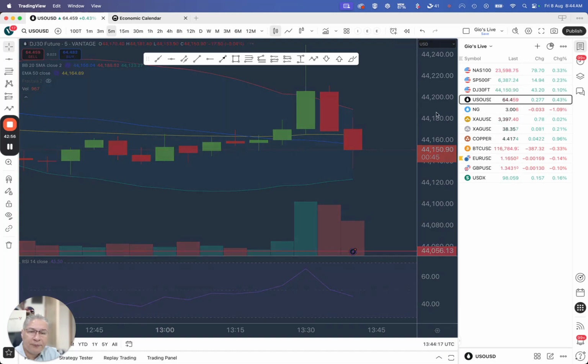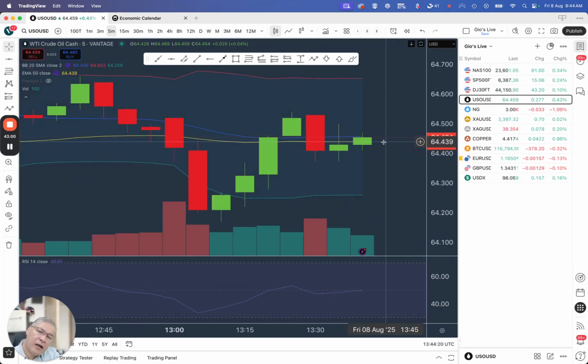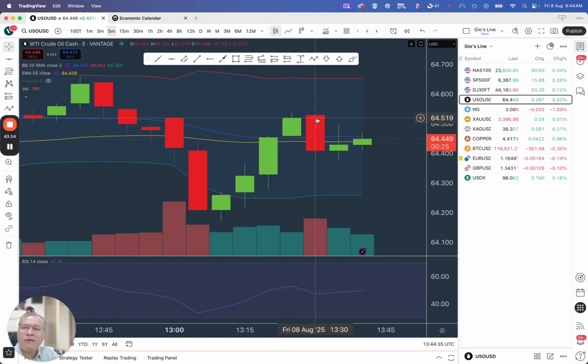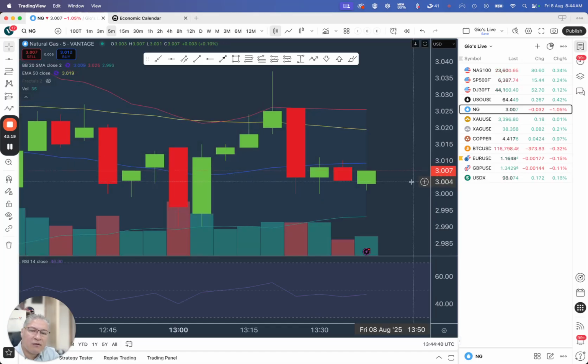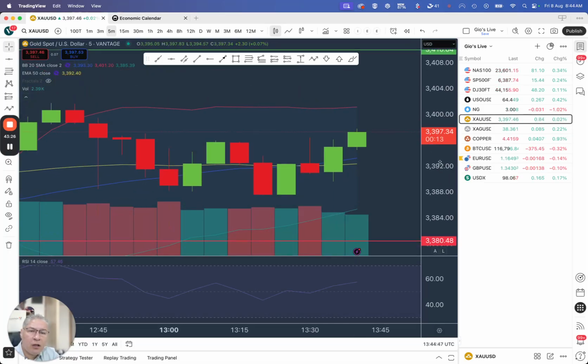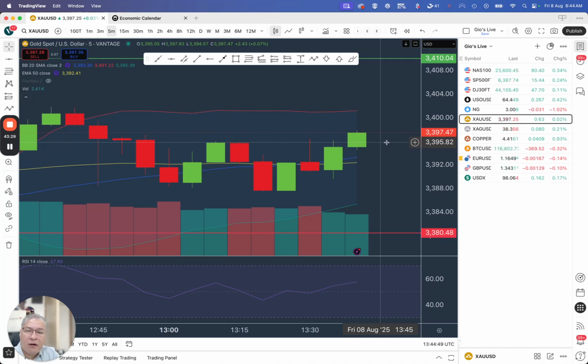Oil, so nice pop to the upside. If you were to be bullish, aggressive, yeah, your target is the opening of the previous red candle at 64.52. Nat Gas, sideways trading, set up for a possible breakout or breakdown. Gold. All right, so gold is picking its head above this period double top. Okay, so 3,400 again is going to be that target.